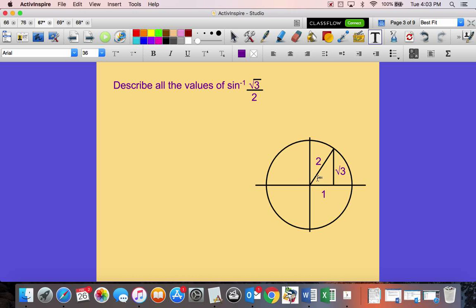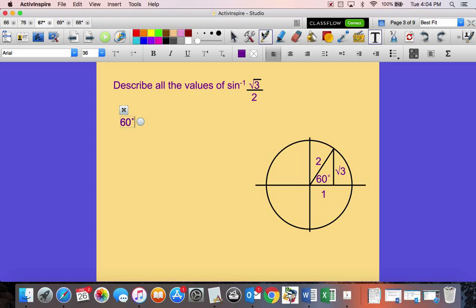All right, and the one that matters here would be down here in the corner, and that one, opposite the square root of 3, would be an angle of 60 degrees down here. Now that is not the only one, but that is our first answer. So we've got an answer of 60 degrees.